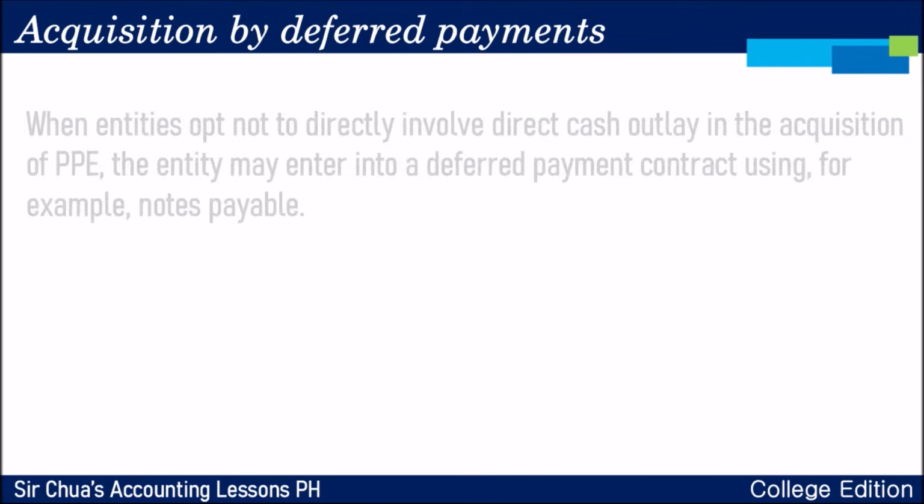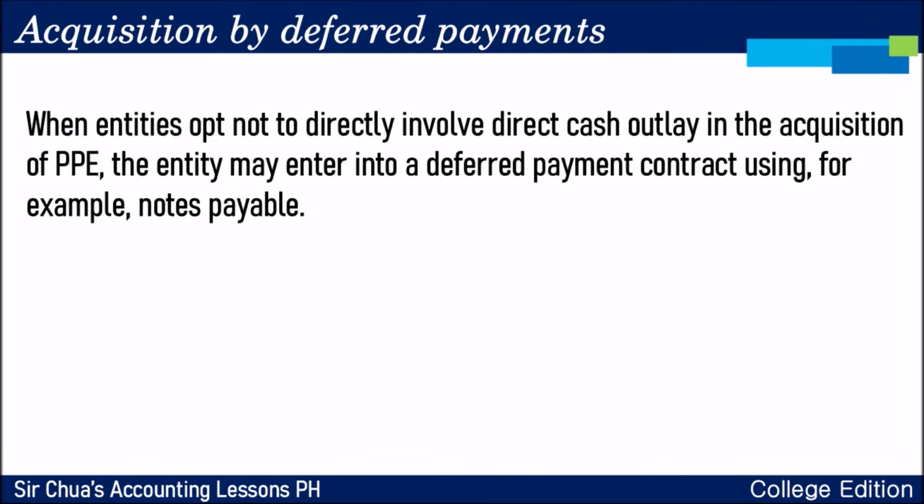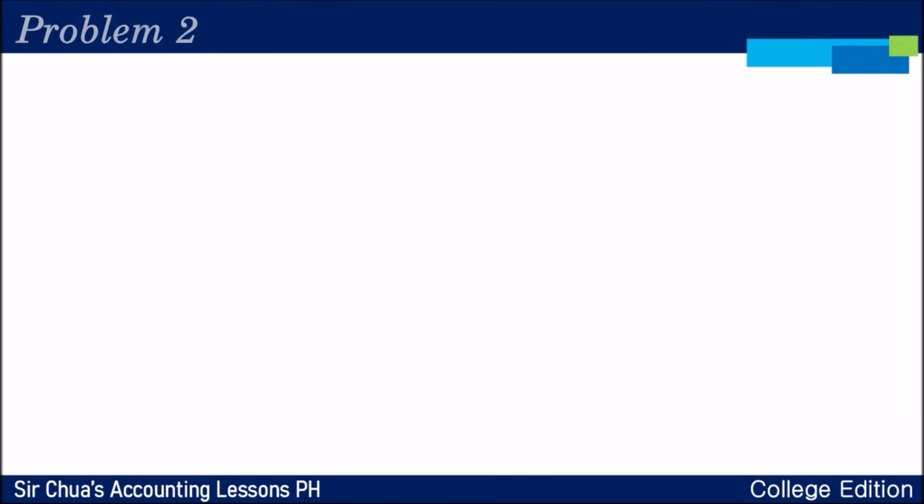Acquisition by deferred payments. When entities opt not to directly involve direct cash outlay in the acquisition of PPE, the entity may enter into a deferred payment contract using, for example, notes payable. So, kung ayaw magbayad agad ng buo isang bagsakan ng company, pwede po silang gumamit ng tinatawag nating deferred payments. Okay, so paano po ba yung deferred payments na yan? Let's discuss it through problem number 2.